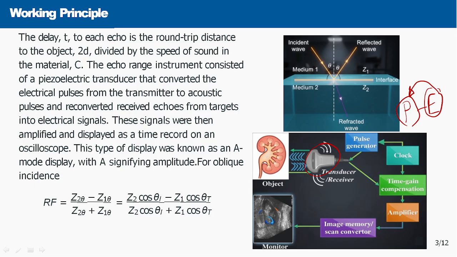These signals are then amplified and displayed on the time record on this oscilloscope. This is like a monitor. We can also use an oscilloscope to visualize this. This type of display is known as A mode display. We will see the different types of scanning modes or imaging modes.